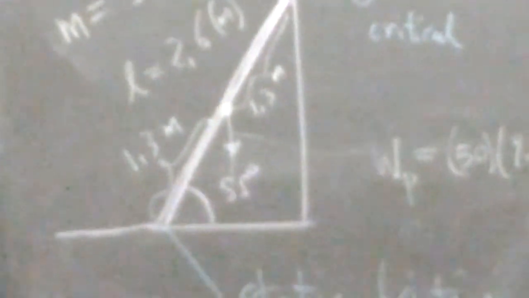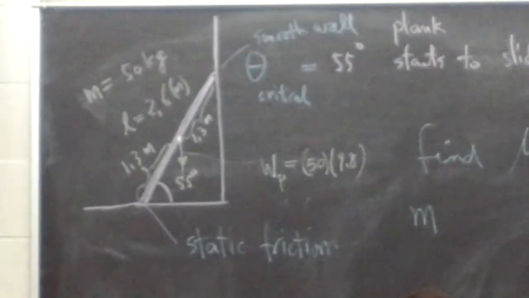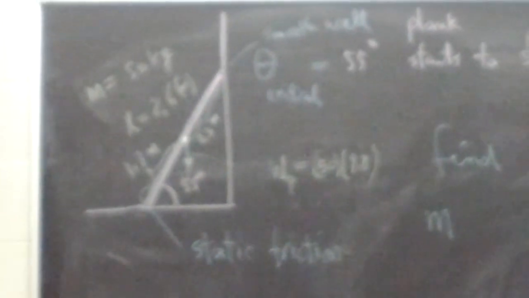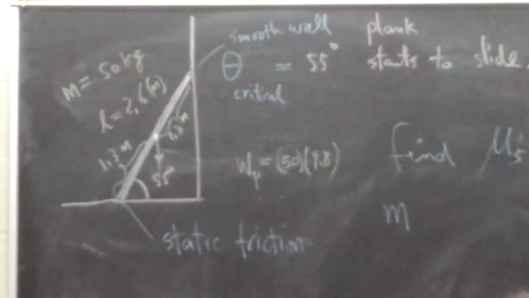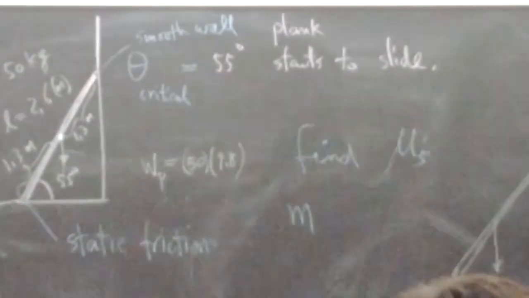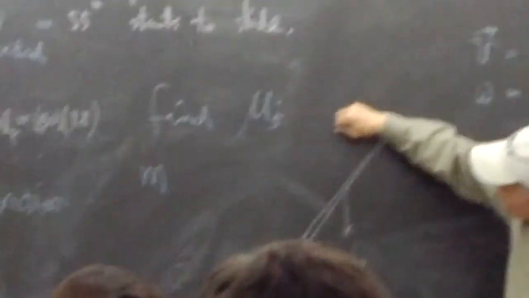Considering the plank, the weight acts at the center. We are assuming a wall that is smooth, so no friction along the wall, and we only have a normal force. So let's call that a normal force, N. The contact between the floor and the bottom of the plank, we would have a force.